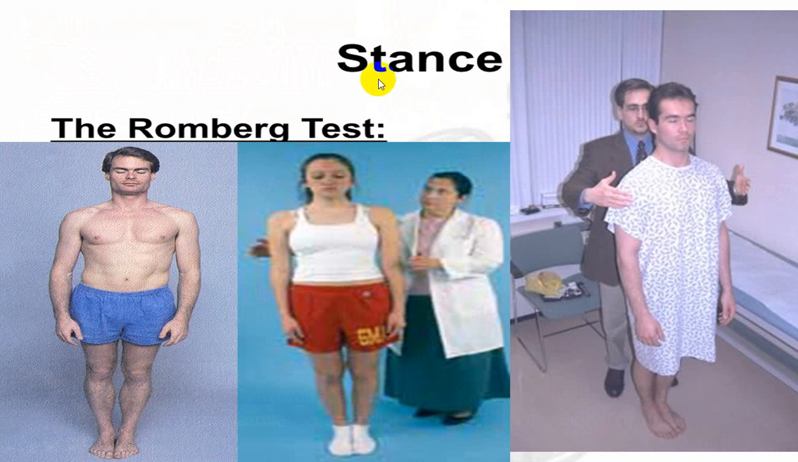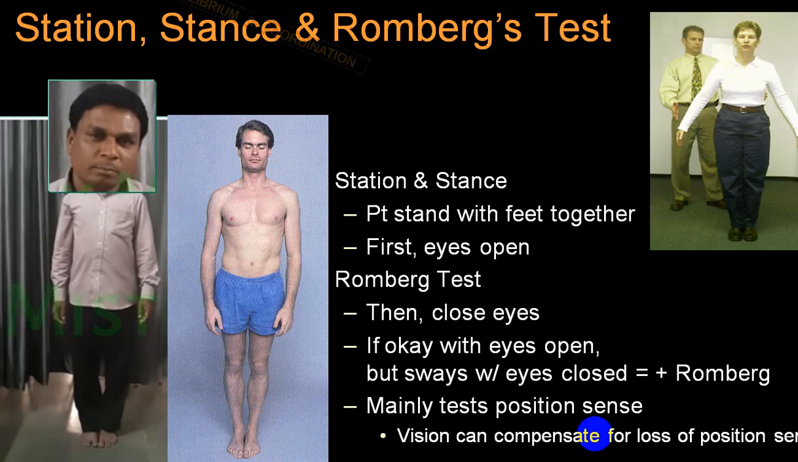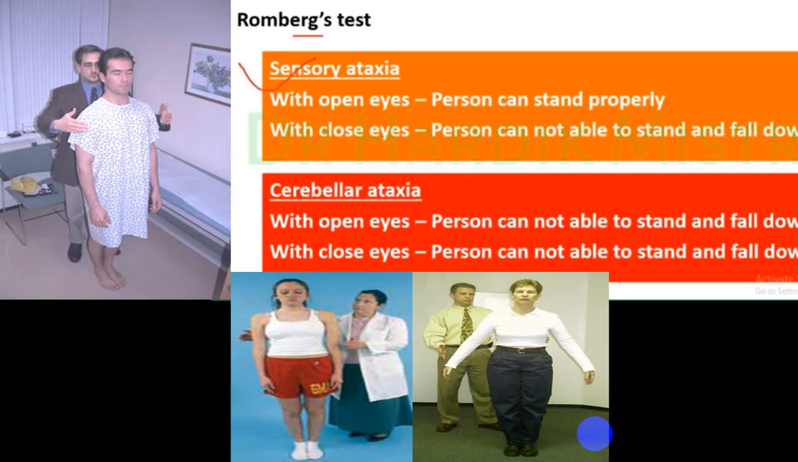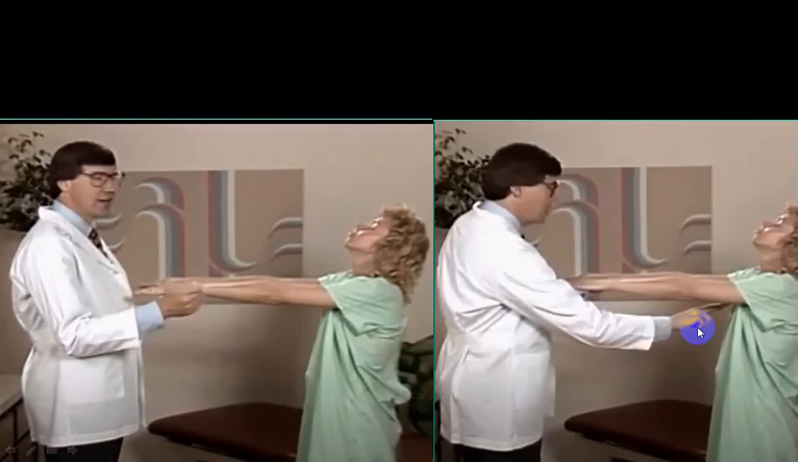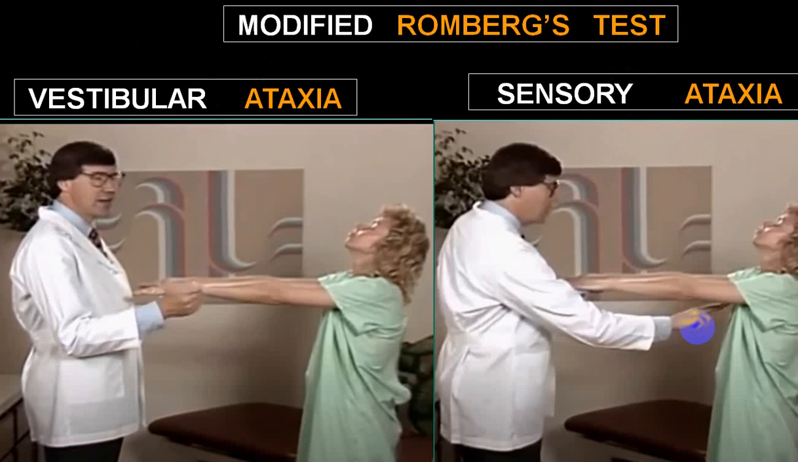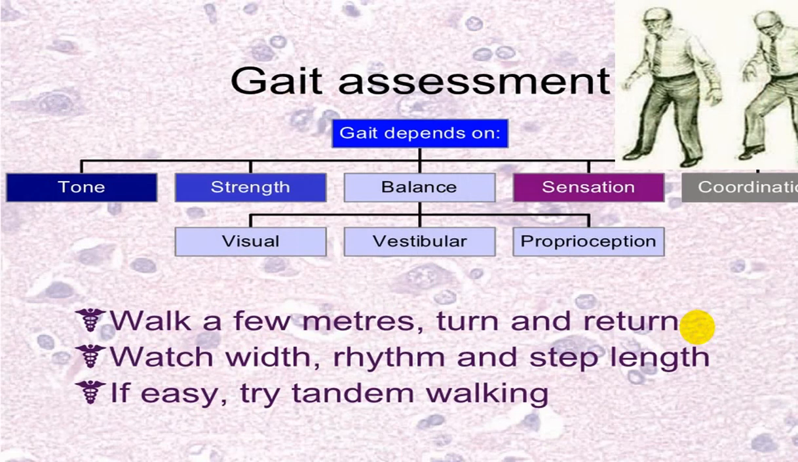That same thing can be demonstrated in a Romberg test, whether with a broad base or with legs together, whether with eyes open or eyes closed, he will have ataxia. Typical ataxia in all, whether with narrow base, broad base, eyes open or eyes closed. And for differentiating between vestibular and sensory, you can utilize the modified Romberg test.